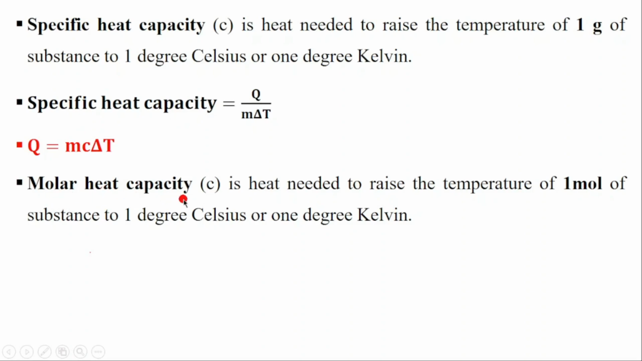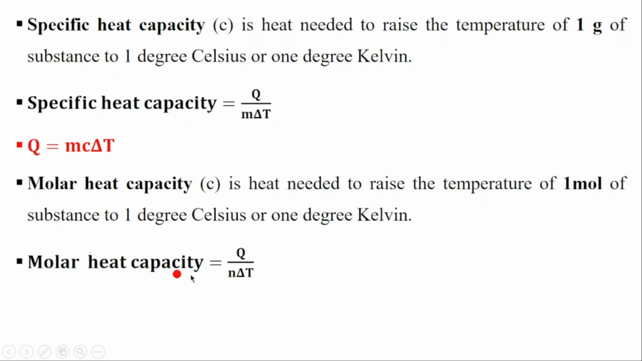The molar heat capacity is the heat needed to raise the temperature of 1 mole of substance by 1 degree Celsius or 1 degree Kelvin. For specific heat capacity, it is raising the temperature of 1 gram, and for molar heat capacity, it is the heat required to raise the temperature of 1 mole. So the molar heat capacity is equal to the heat divided by the number of moles rather than dividing by the mass. We divide by the number of moles times the change in temperature.